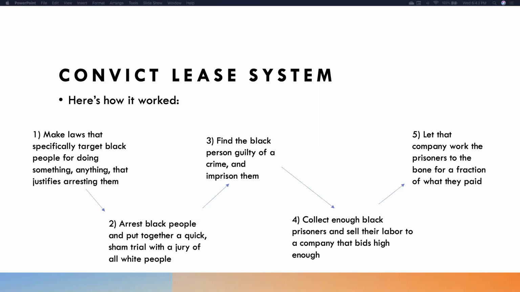These are all reasons under the Black Codes, which were put in as local and state law, that a Black person could be tried or arrested as a criminal. So you make these laws, then you go to step 2. You arrest Black people and put together a quick sham trial and a jury that is all white. Now, the majority of Black people who are arrested during this time are arrested predominantly for two things.